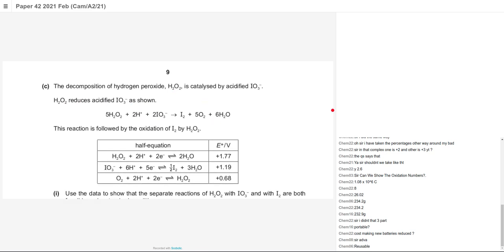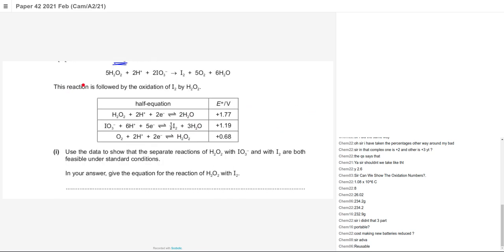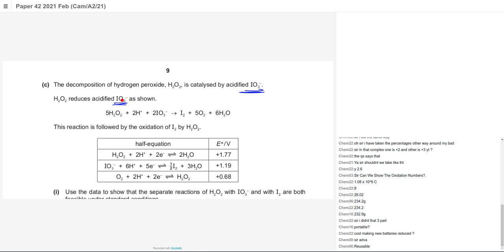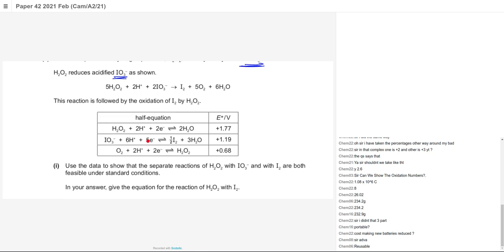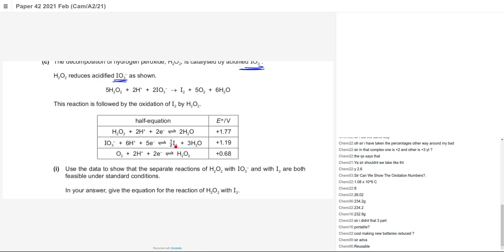That means if IO3 minus is a catalyst, and if the catalyst is reduced in the first step, the catalyst should be oxidized in another step. Therefore, it should be reproduced again at the end. Remember, the overall equation should not have IO3 minus because it's a catalyst. So if in one of the steps it is reduced, in another step it should be oxidized. You can see an equation here. A reduction of IO3 minus to I2 is given. Of course, the opposite of this, the reverse of this, will be the oxidation.